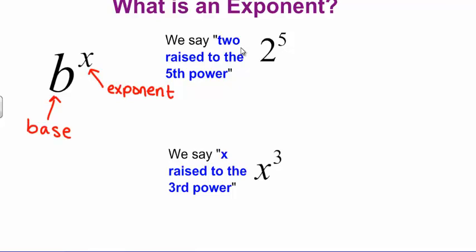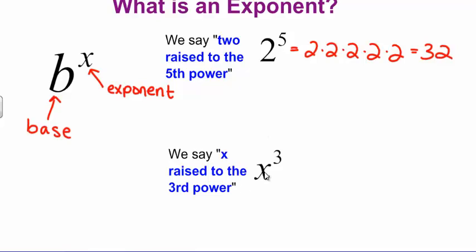Now, over here, we have 2 to the 5th. We say this as 2 raised to the 5th power, and we write it as 2 times 2 times 2 times 2 times 2. Or, if we were to multiply all that out, 2 times 2 is 4, times 2 more is 8, times 2 more is 16, times 2 more is 32.